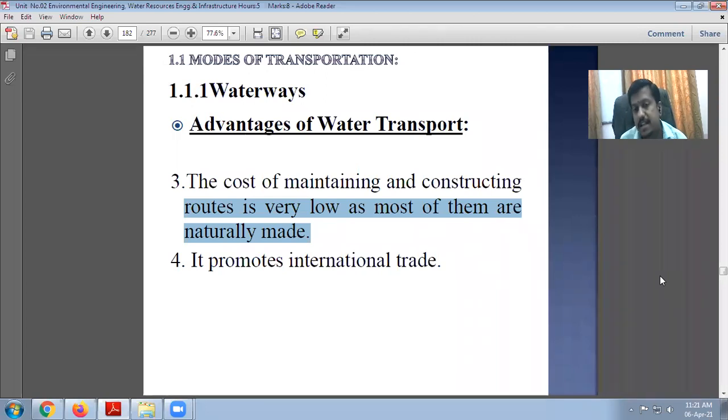As far as railways are considered, we require 60 to 70 paisa. But if you are going to take the same product from position A to B with the help of the waterways, then we just need around 20 to 30 paisa, max to max. So that is why the water mode of transportation is the cheapest one.